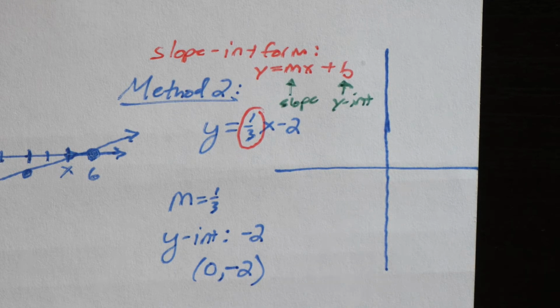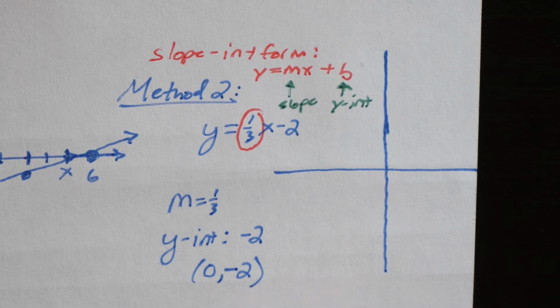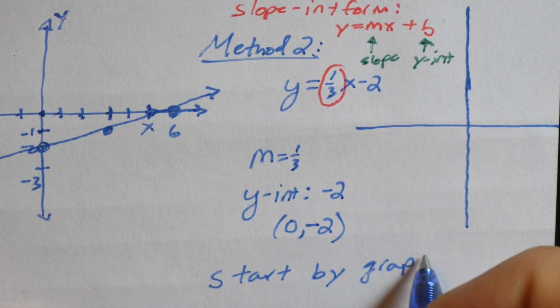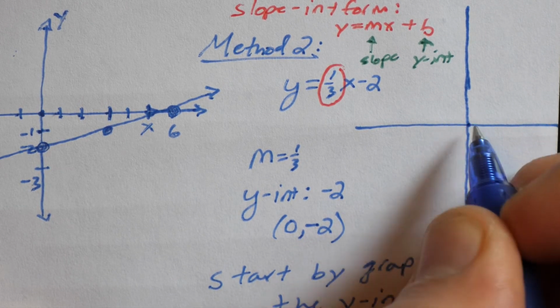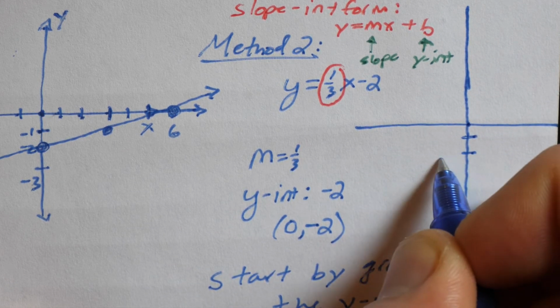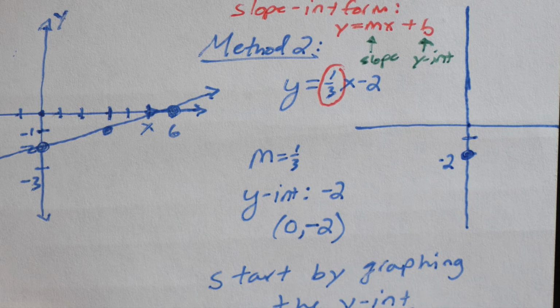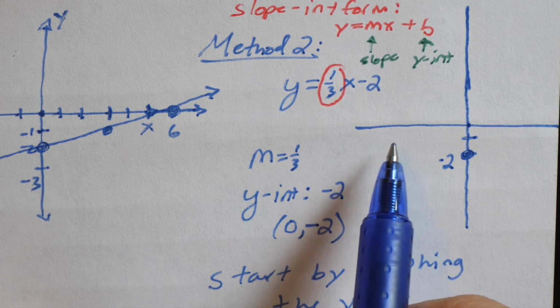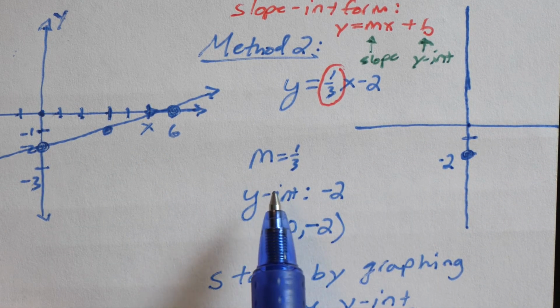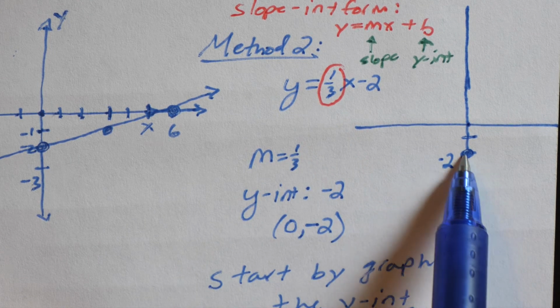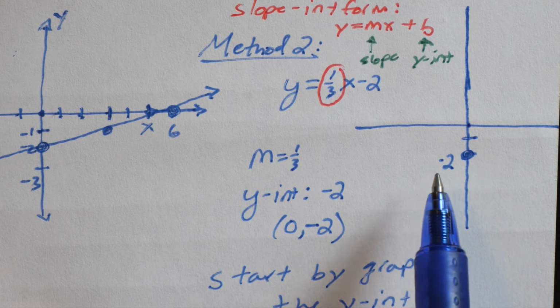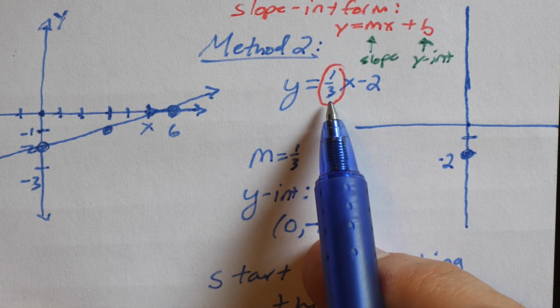Okay, so what you do using method 2 is you start by graphing the y-intercept. So what's the y-intercept? -2. So 0 for x, and then -1, -2 for y. Now, the next thing that you do, see how this is correlated with this? We have the same y-intercept. We better have the same y-intercept because it's the same function. Now what we do is we take our slope and we do rise over run, creating points. So rise is 1 and run is 3.